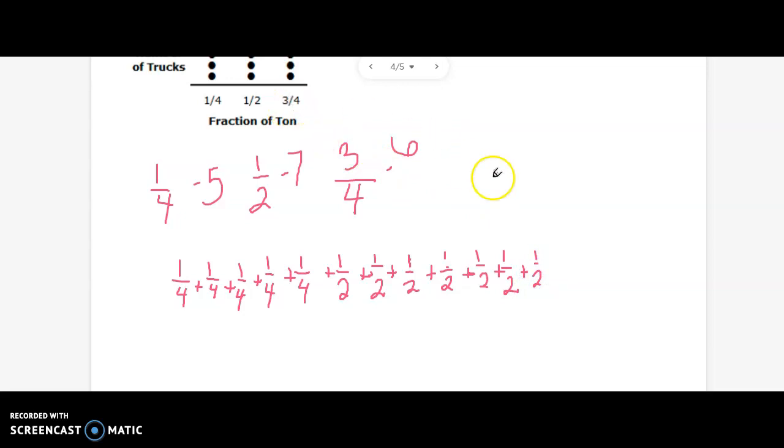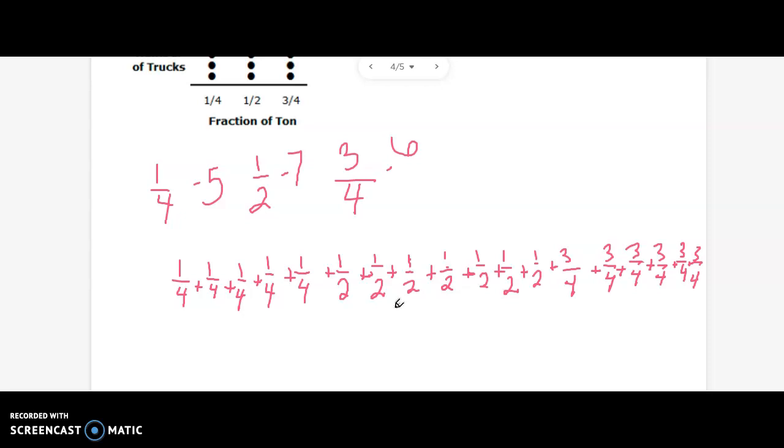Then I would go and add 6 3/4. 6 times 3/4 plus 3/4 plus 3/4 plus, this is pretty long, isn't it? 3/4 plus 3/4 plus 3/4. Now that would tell us how much all the trucks were carrying if they were all running at the same time.